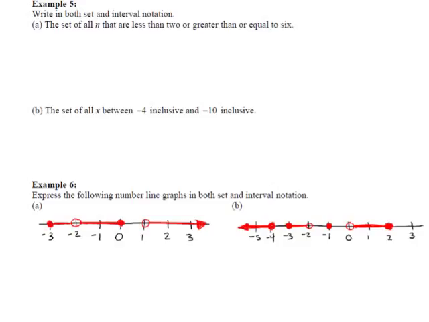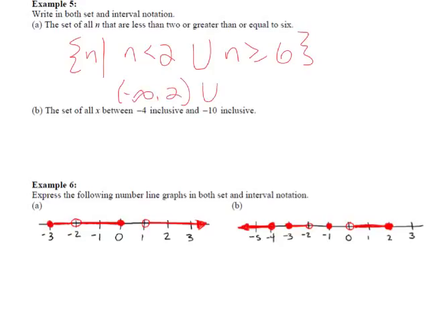All right, example 5a, we want the set of n that are less than 2 or greater than or equal to 6. So in this case it's an or statement, so n is less than 2 or, actually let's go ahead and use the math symbol for or, n is greater than or equal to 6. There we go. Writing this in interval notation, less than 2 would be from negative infinity to 2, and greater than or equal to 6 would include the 6 going to infinity.